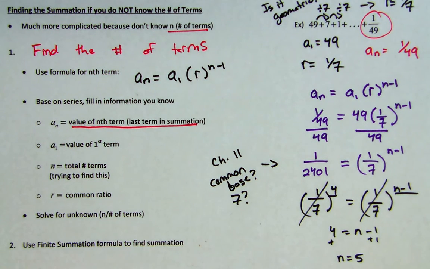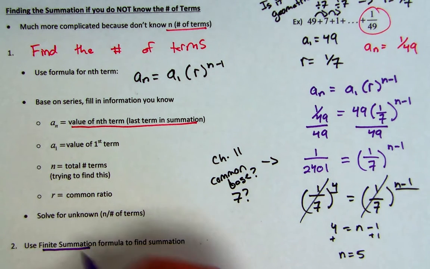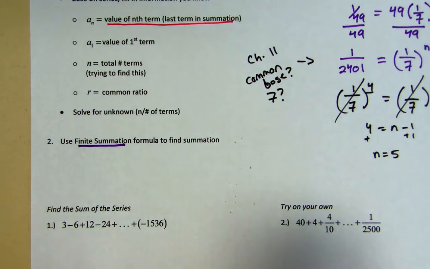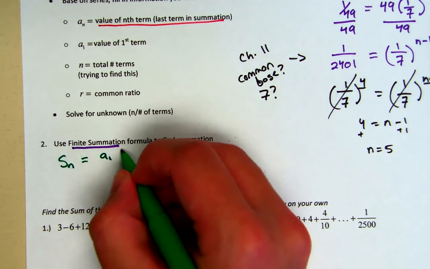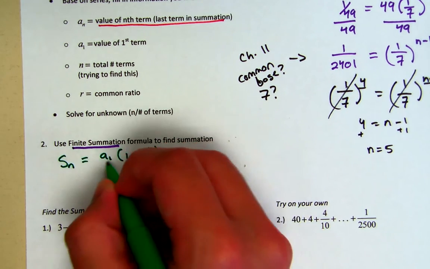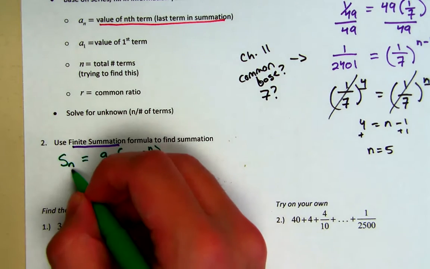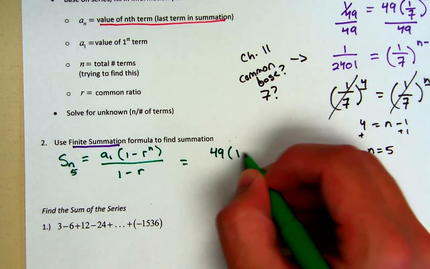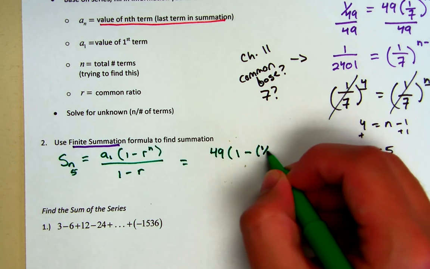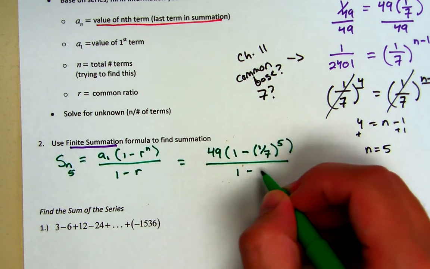Well, now I know all the parts I need to go ahead and find this series. We had a finite series here. So what was that formula? Let's recall it from the last page. The sum of the terms equals a1 times 1 minus r to the n, all over 1 minus r. So fill in what we know. We know n equals 5. We know a1 is 49. 1 minus, we have 1/7 as our r, raised to the 5th, all over 1 minus 1/7.